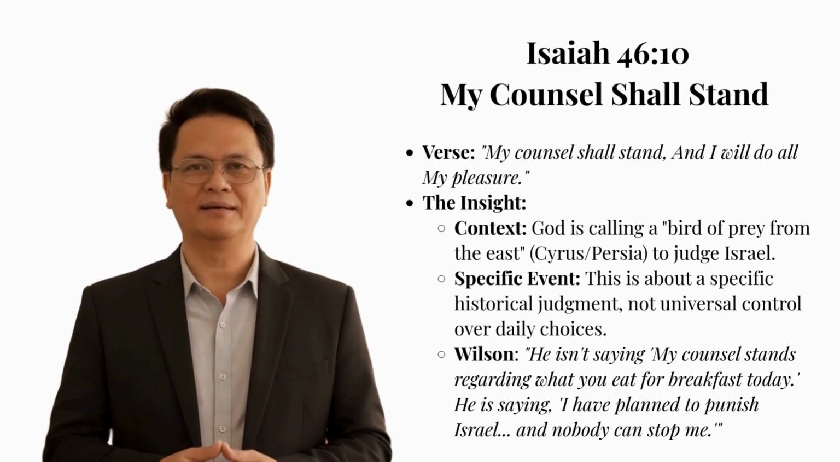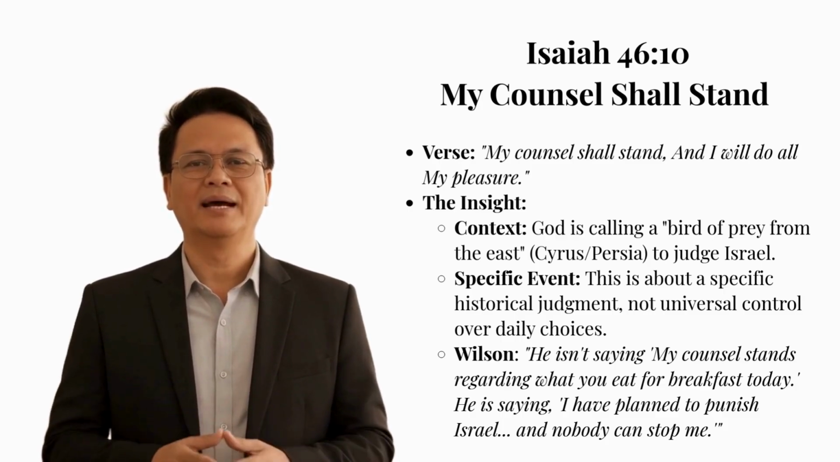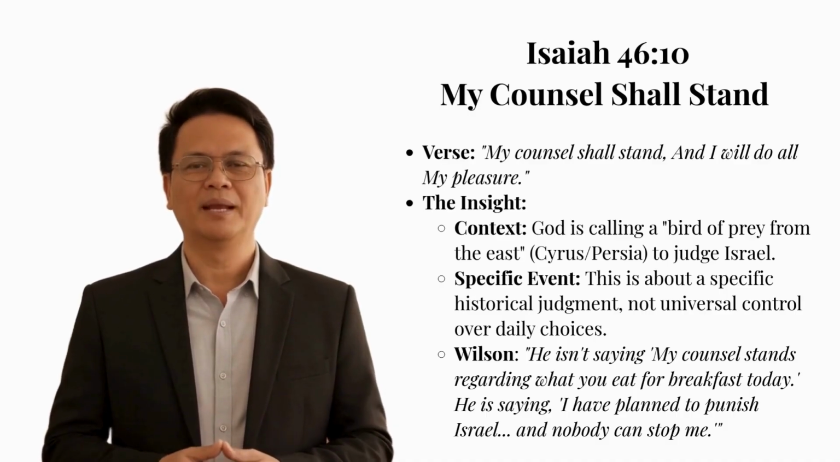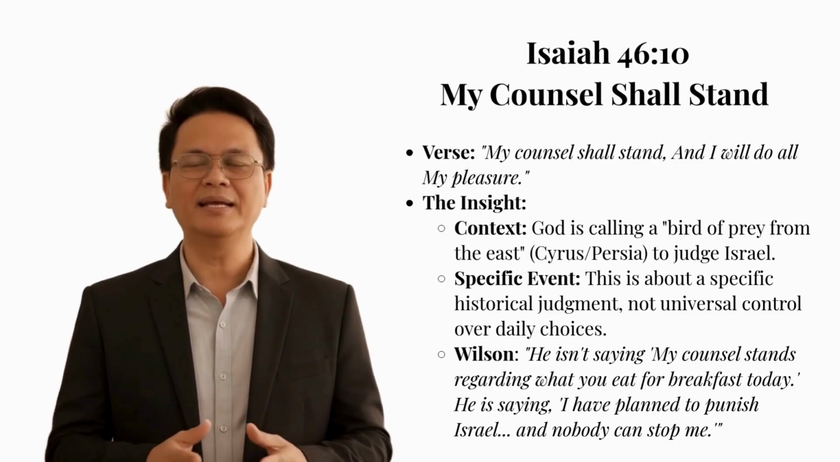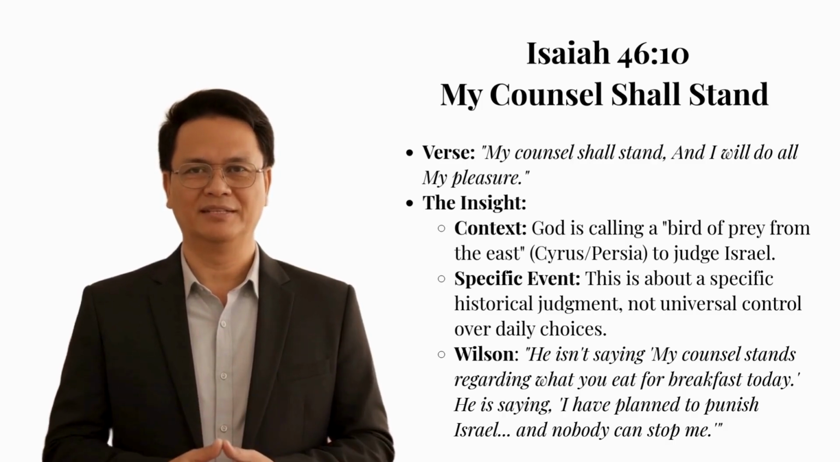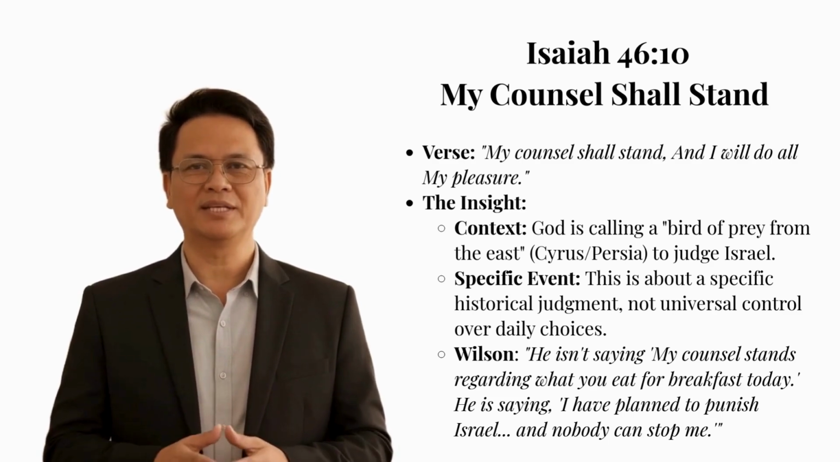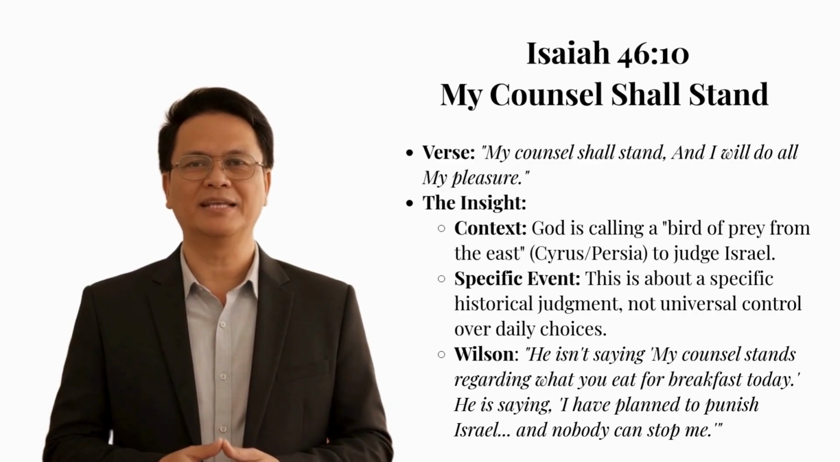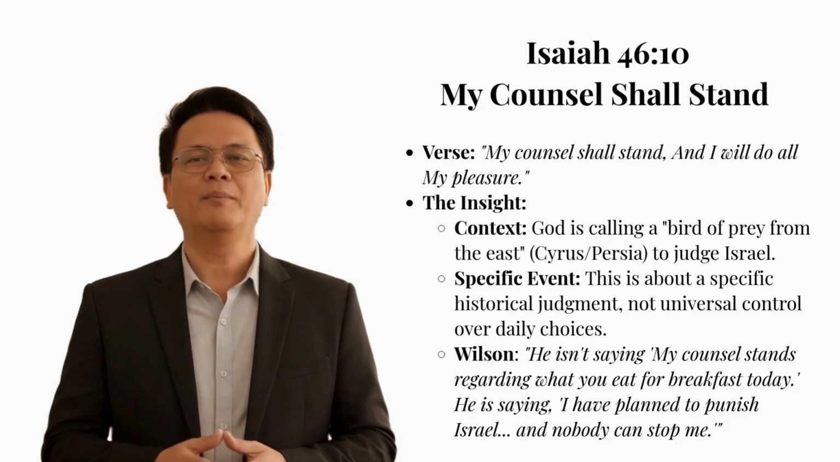Isaiah 46, calling the bird of prey. Isaiah 46:10, "My counsel shall stand, I will do all my pleasure." Again, context. Read the next verse. He is talking about calling a bird of prey from the east, the man who executes my counsel. God is talking about a very specific event, bringing a foreign nation, likely Cyrus or the Persians, Babylonians, to judge Israel. He isn't saying, my counsel stands regarding what you eat for breakfast today.